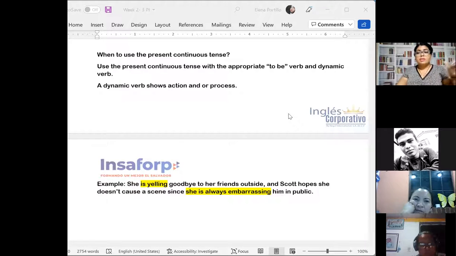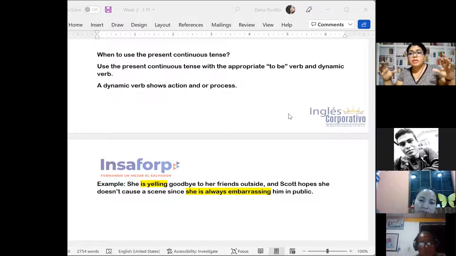Okay, we have first, tenemos este tipo de verbos que son acciones, ¿ya? Sabemos que los verbos son acciones, pero específicamente hablan de acciones, de cosas que se hacen. So, the first one, she is yelling. Ella está gritando, está haciendo una acción de gritar. She is yelling goodbye to her friends outside. Ella le está gritando adiós a sus amigos que están afuera del edificio. Scott hopes she doesn't cause any scene, since she is always embarrassing him in public. Scott espera que ella no cause una escena, desde que ella siempre crea estas vergüenzas. We can say like that. Because he feels embarrassed when she yells in public.